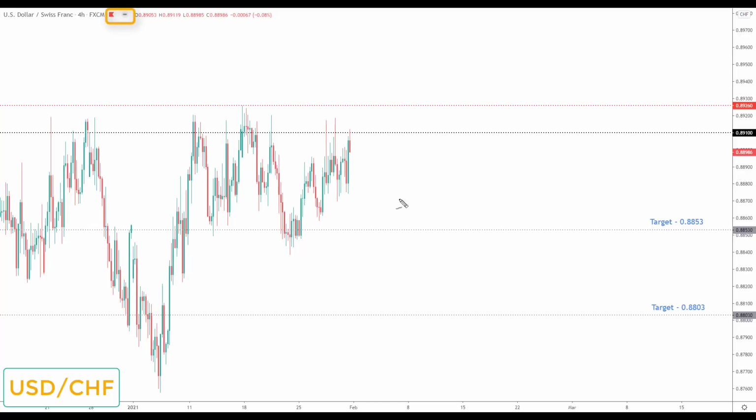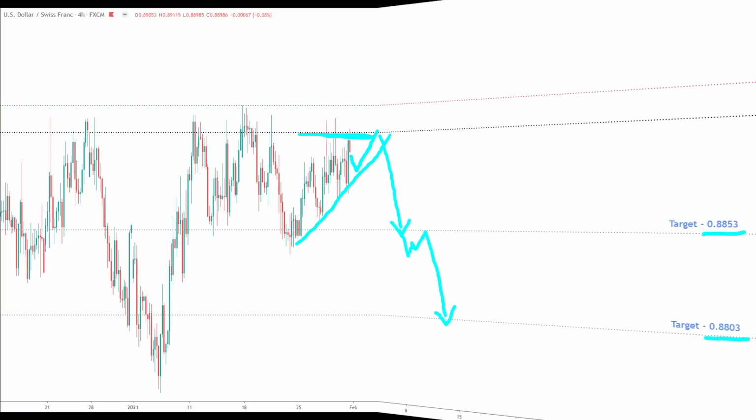We're currently sitting right at the 0.8910, and this therefore is an area going into next week where I'm going to be looking for potential bearish reversals in this market. And we're going to be looking down towards the next key of support to the downside, the target set at the 0.8853. And if we can get a break through here, down towards the second key of support to the downside and target 2, at the 0.8803.